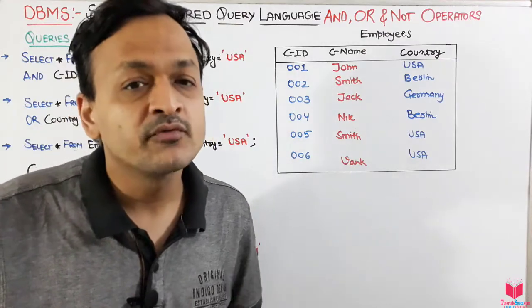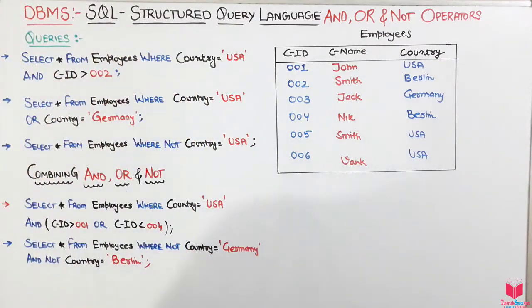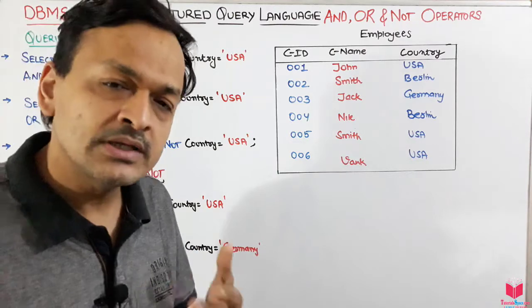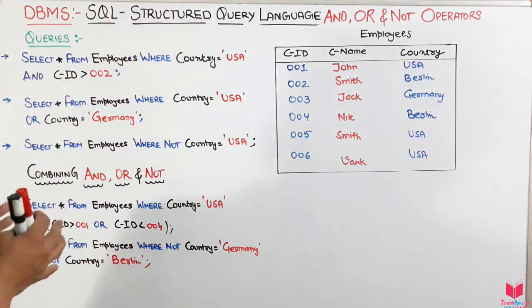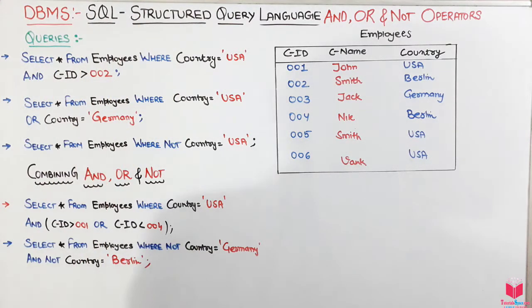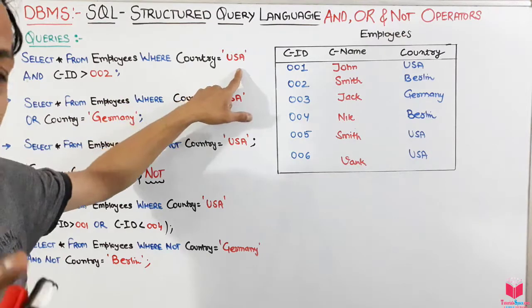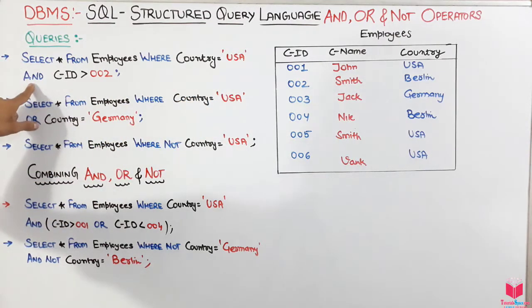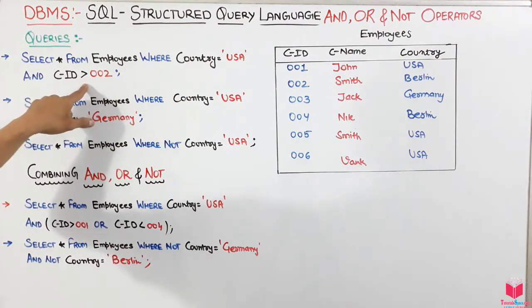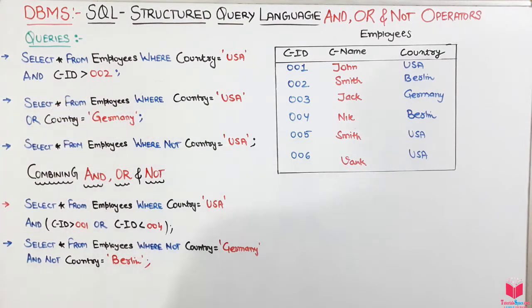Okay guys, let's move to some example queries related to the AND, OR, NOT operators. Let's see what exactly the query is and what output comes from those queries. First we will see: SELECT star FROM employees WHERE country is equal to USA AND CID greater than 002. What does this query say?